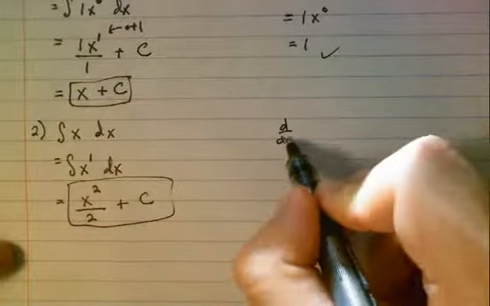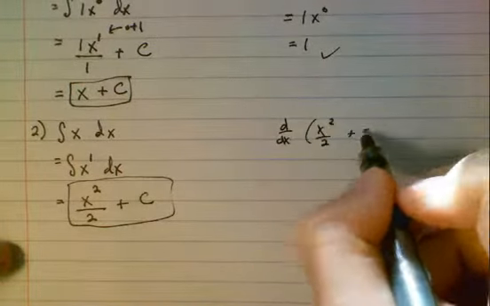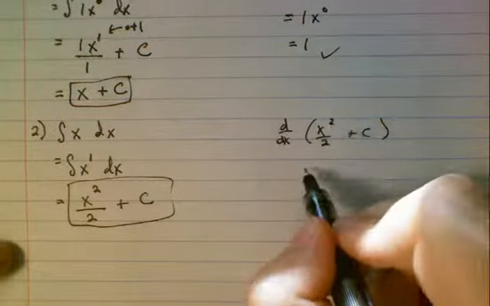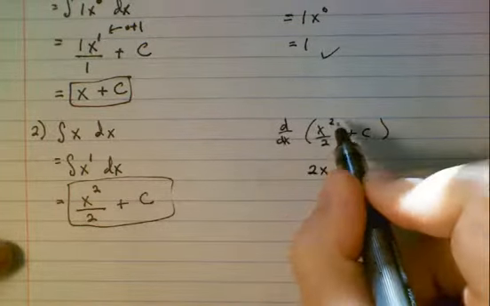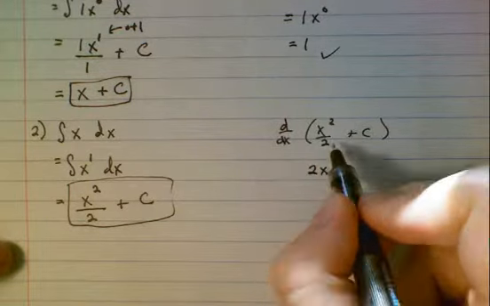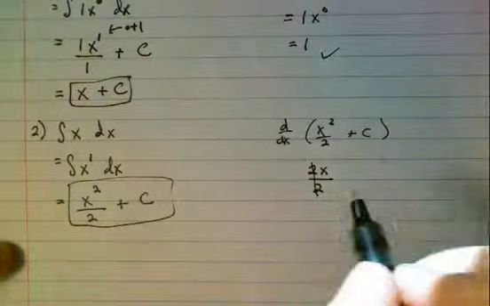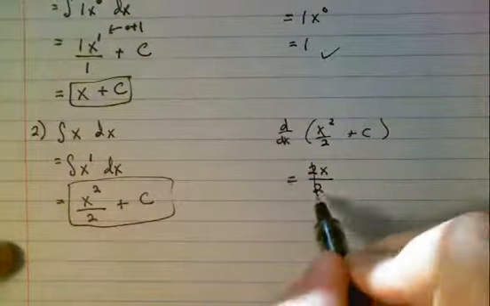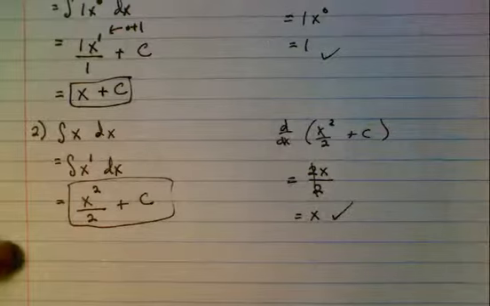If we take the derivative to check our work, derivative of x squared is 2x, subtract 1 from the exponent, x to the first power is just x, and then this 2 is really just a 1/2. These cancel out. Derivative of c is 0, exactly what we started with.